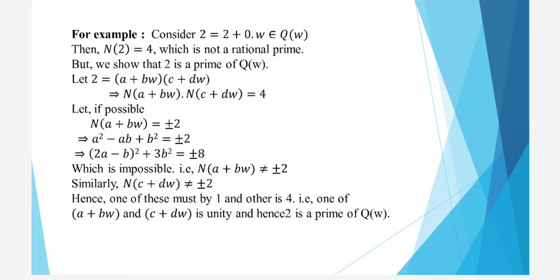This implies (2a − b)² + 3b² = ±8, which is impossible. That is N(a + bω) is not equal to ±2. Similarly, N(c + dω) is not equal to ±2. Hence, one of these must be 1 and the other is 4. That is, one of a + bω and c + dω is a unity, and hence 2 is a prime of Q(ω).